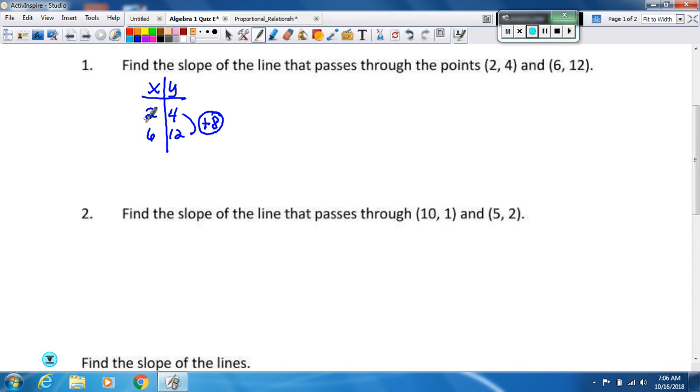I always circle the Y value. And from 2 to 6 is going up 4. The reason I circle the Y value is because now I'm going to make a fraction with the circled number on top. So 8 over 4. But you always have to simplify all fractions, so 8 divided by 4 is 2.